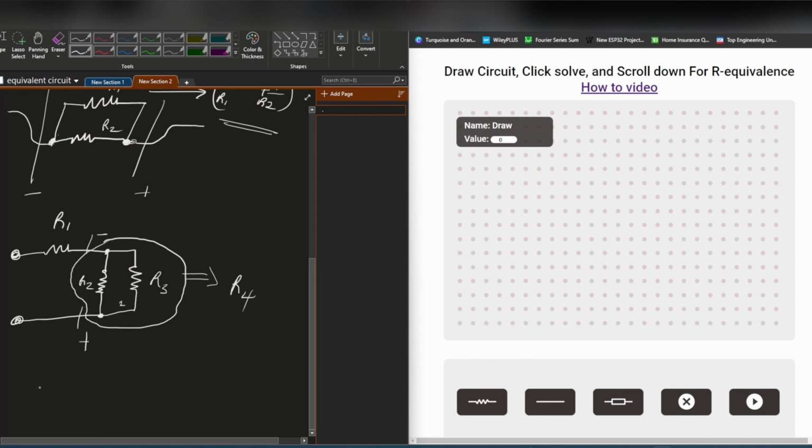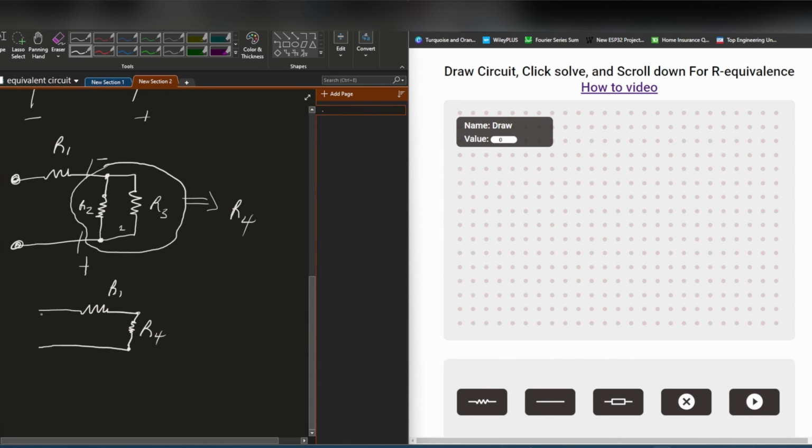So let's just say that this gives us R4. So now we have a simpler circuit where we have R1, and then here we have R4, right? So with that, we only need to get this because they share the same current, and we already know that if they share the same current, they are in series with each other. So this would just be R1 plus R4.